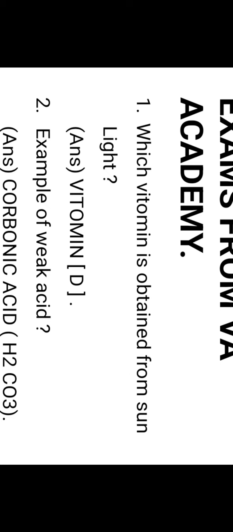The first bit: which vitamin is obtained from sunlight? Vitamin D, the natural vitamin. They ask questions like that. Which vitamin is obtained from sunlight, or the natural vitamin, is called? That is vitamin D, the most essential element in our human body.